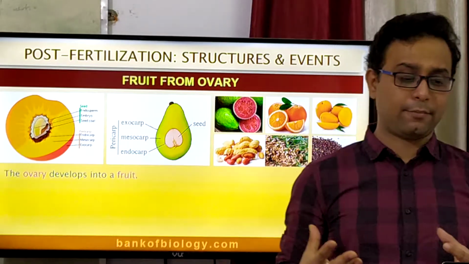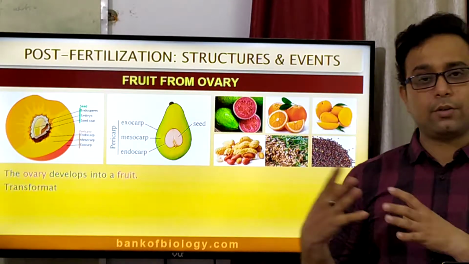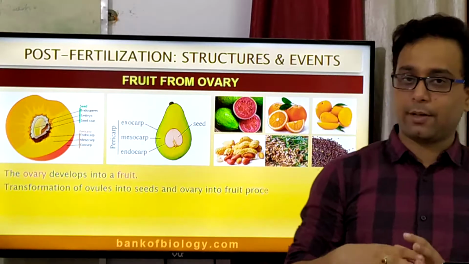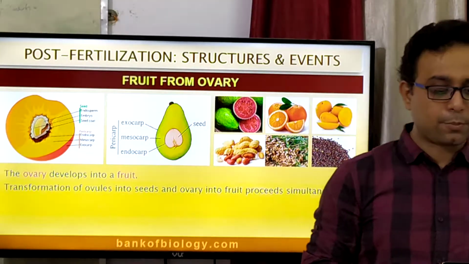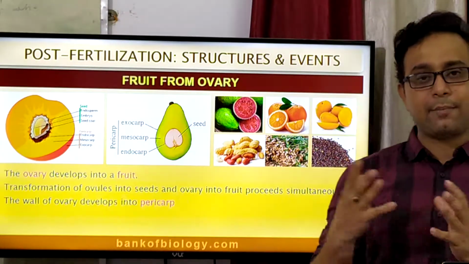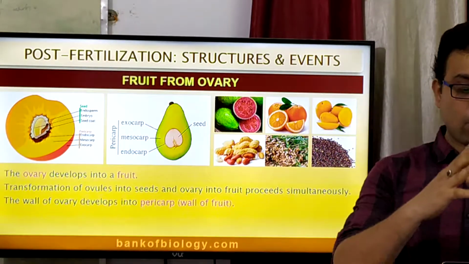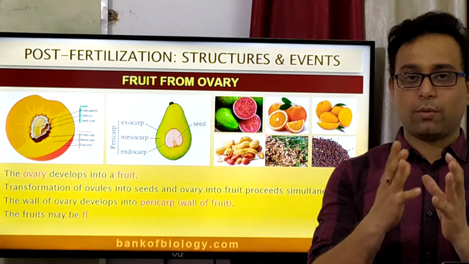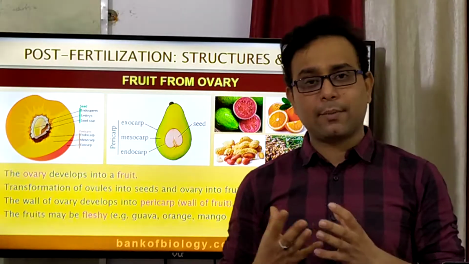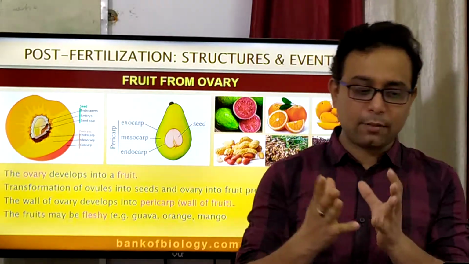Now let's go to another point, that is the fruit. The ovary develops into the fruit. The ovule develops into the seed and the ovary develops into the fruit. Transformation of ovules into seeds and ovary into fruits occurs simultaneously. Why? Because the wall of the ovary develops into the pericarp. What is meant by pericarp? It is the wall of the fruit.